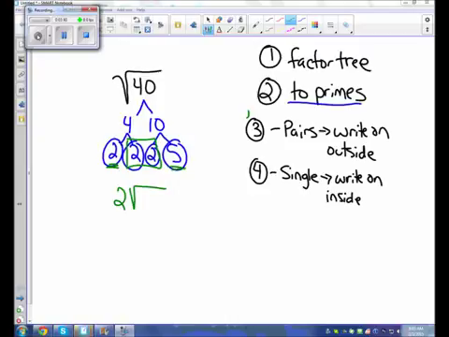Since I have more than one number, I have to multiply those together. So 2 times 5 is 10. So the square root of 40 is equal to 2 times the square root of 10.